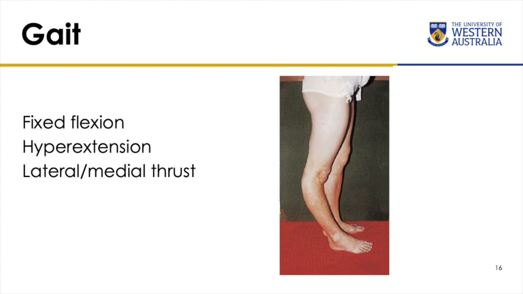Gait is important to be assessed as well. Patient should be observed walking with and without any support, such as a walking stick. During the stance phase, it should be noted whether the knee extends fully or whether they have a fixed flexion deformity or a hyperextension deformity, as pictured here, with procurvatum deformity of the knee. Any lateral or medial thrust during stance phase should also be observed, and during swing phase it should be noted whether the knee moves freely.